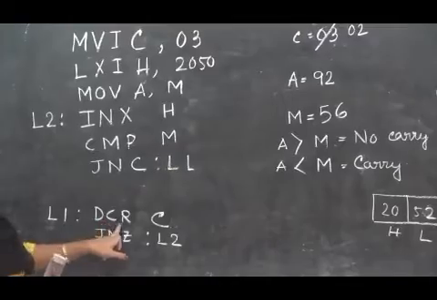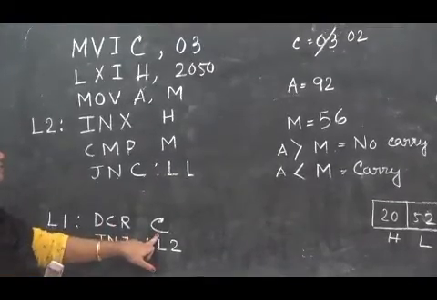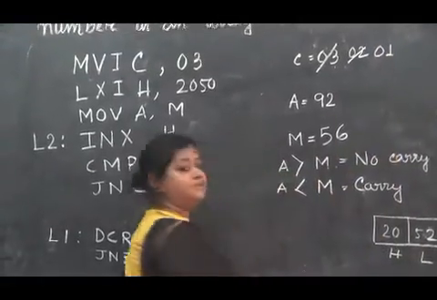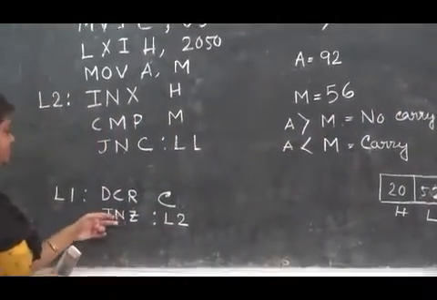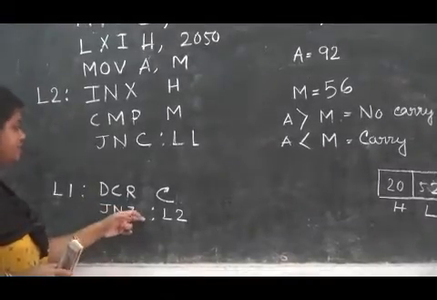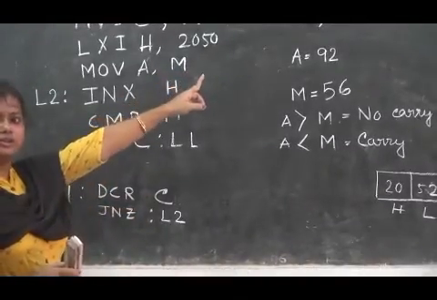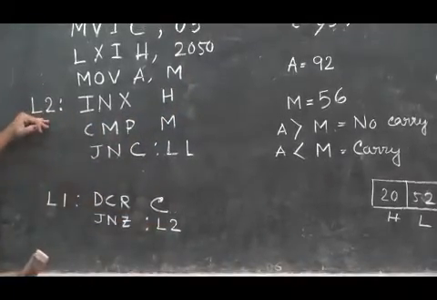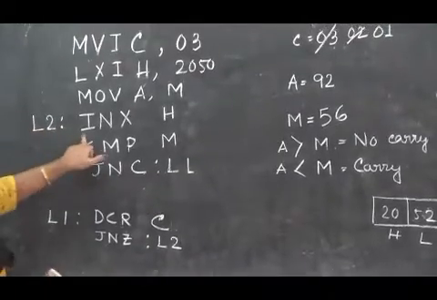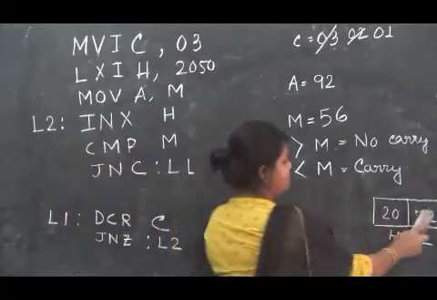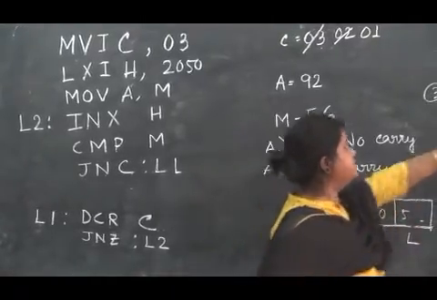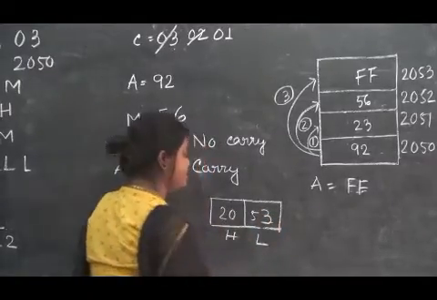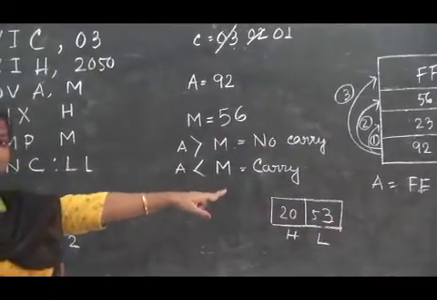L1 means DCR C, that is decrementing the value of C. So the value of C is decremented again by 1, that is 01. Again checking JNZ, jump if not 0. The value of C is now 01, so it is not 0, so it will jump again to the location of L2. In L2, we have INX H. Again the value of the H register pair will be incremented by 1, that is 2053.